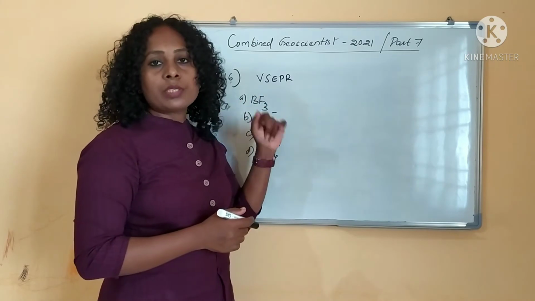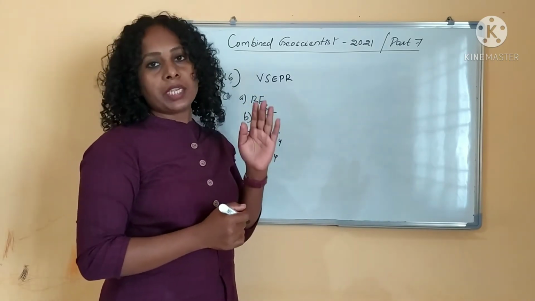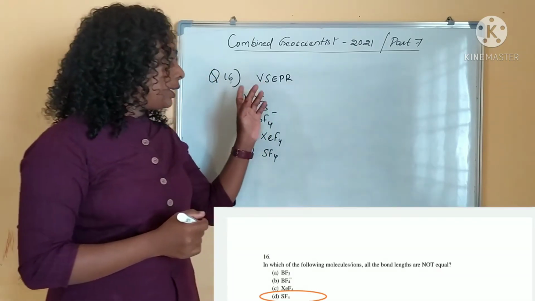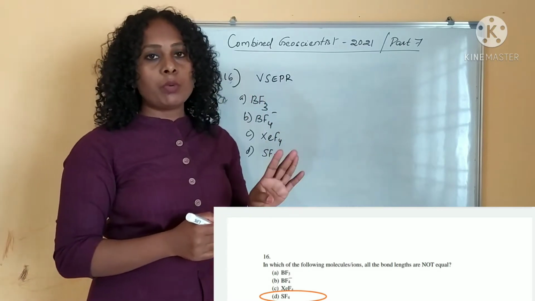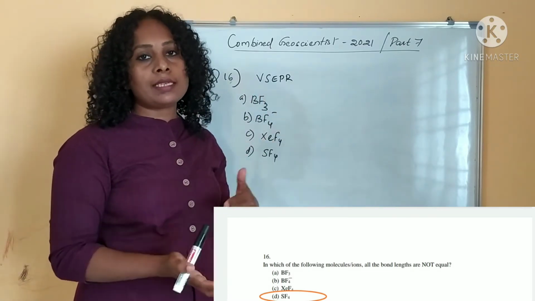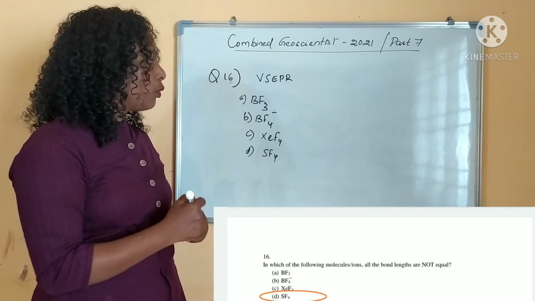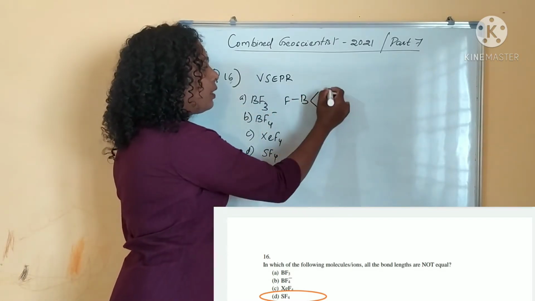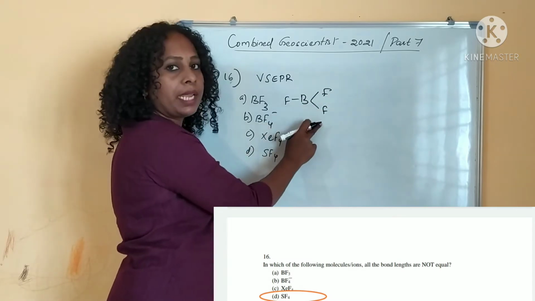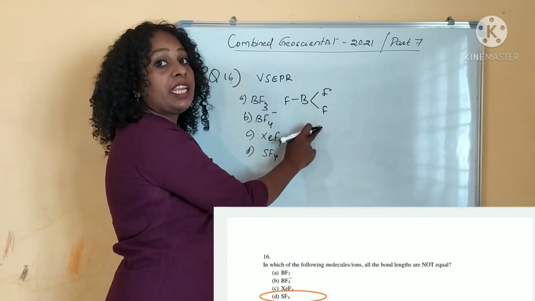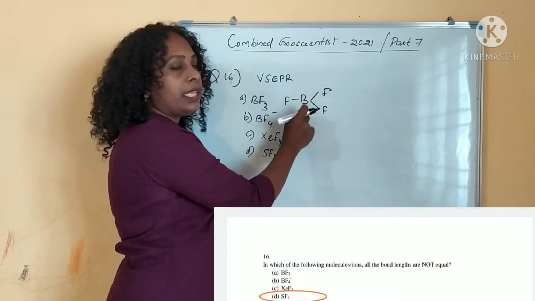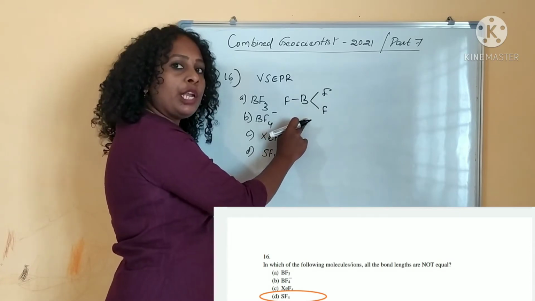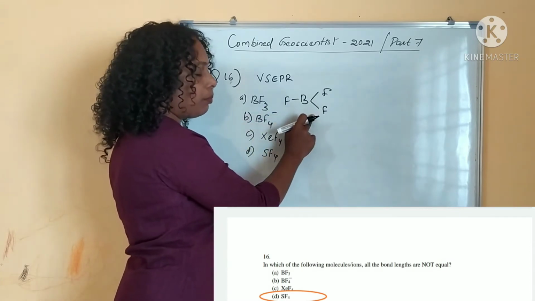And again your question number 16 also is an application of VSEPR theory. It is asking, they have given 4 molecules. Which one of the following molecules has bond lengths that are not equal? Now we have seen BF3, right? It will be planar triangular, right? If it is planar triangular, it is like an equilateral triangle, okay? Then all the bond lengths are equal in BF3.